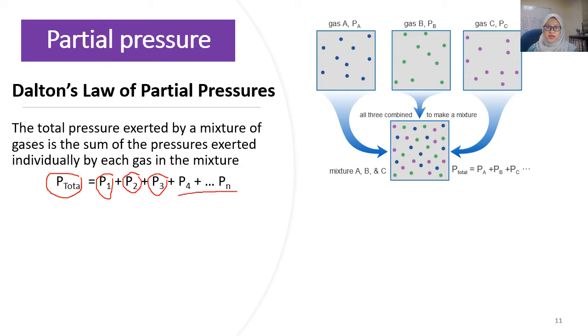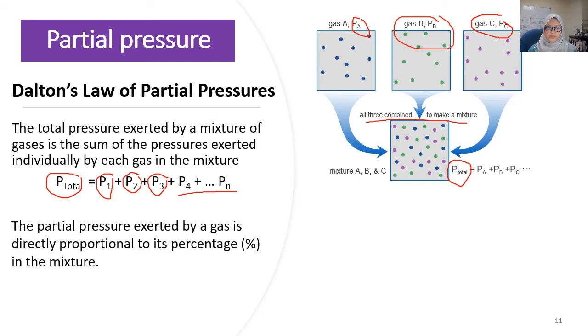So partial pressure of gas A, partial pressure of gas B and partial pressure of gas C, when all three combine to make a mixture, contribute to the total pressure. The partial pressure exerted by a gas is also directly proportional to its percentage in the mixture.